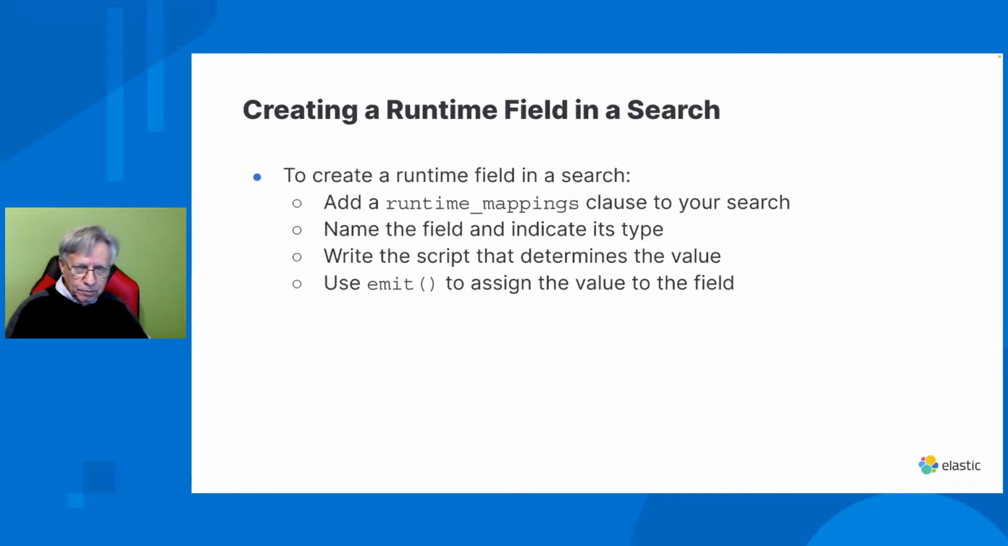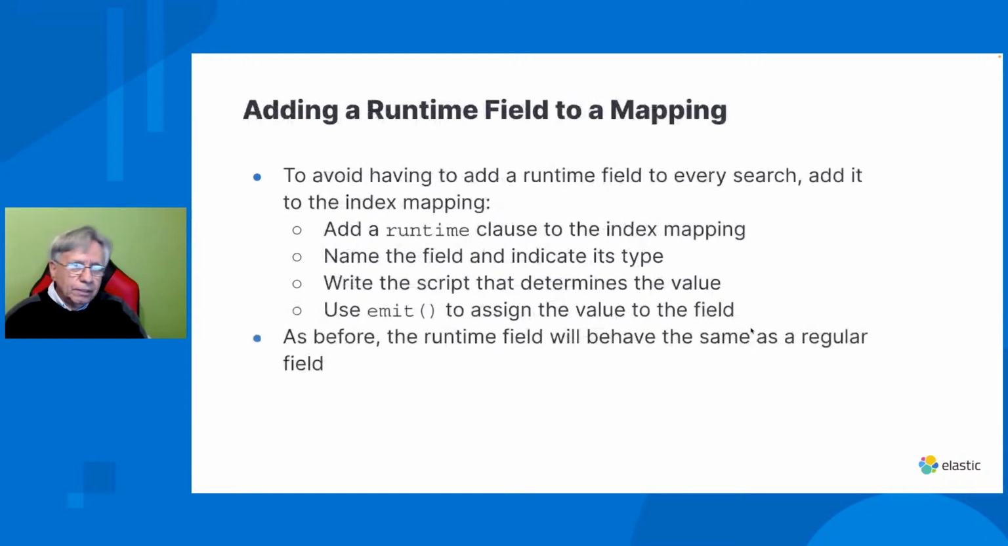So for the most part, it's the derived fields that you would want to have not indexed. Okay, and then you write a script that figures out the value. Maybe it's just field 1 times field 2. That's fine. And then you need to use emit. If you add it to a mapping, the only thing that changes is the clause. In this case, it's not a runtime mapping. It's actually a runtime clause in the mapping, but the rest is the same.